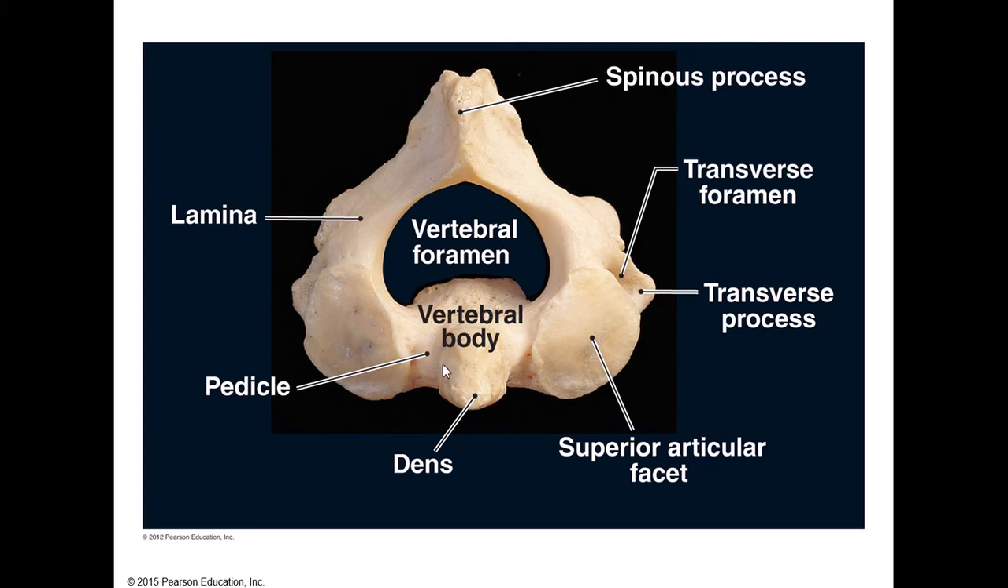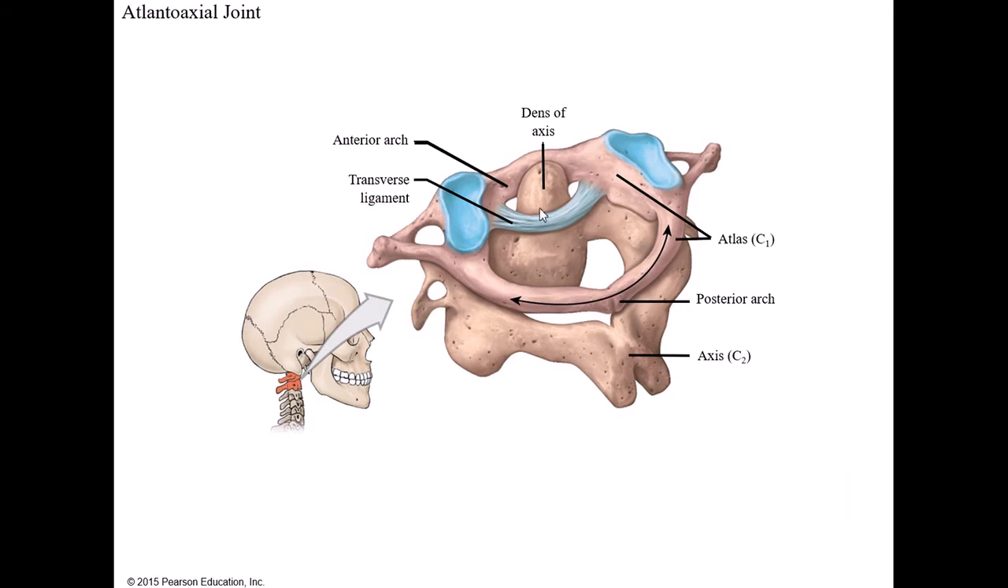Again, the main thing that's different on C2, or the axis, is right here. It's sticking up towards us. That is the dens. Again, I like this picture here because we could see the two bones now articulating together. I labeled this slide as the atlanto-axial joint. Atlas, axis, right? C1, C2 joint.